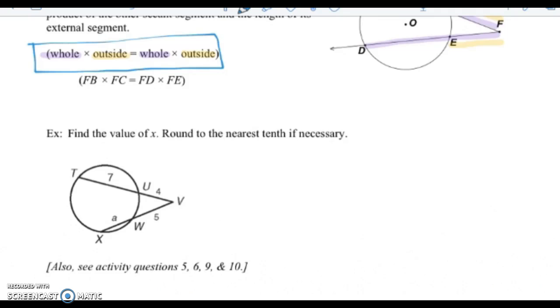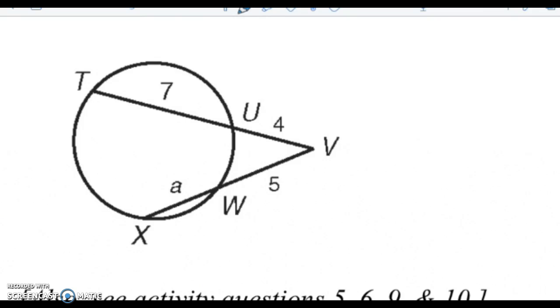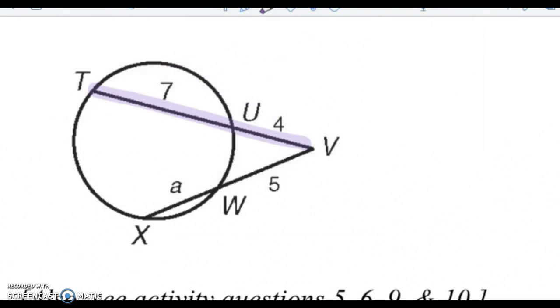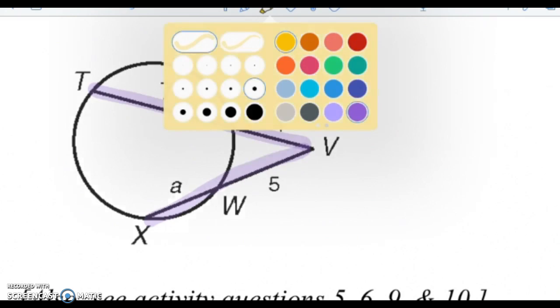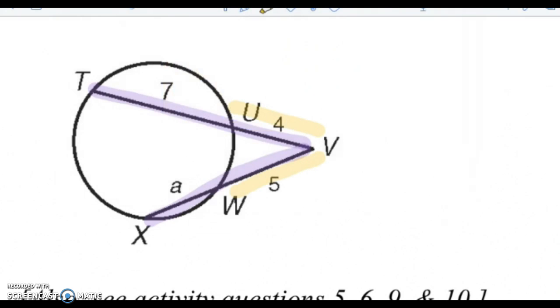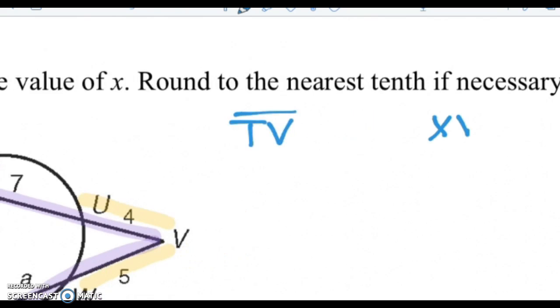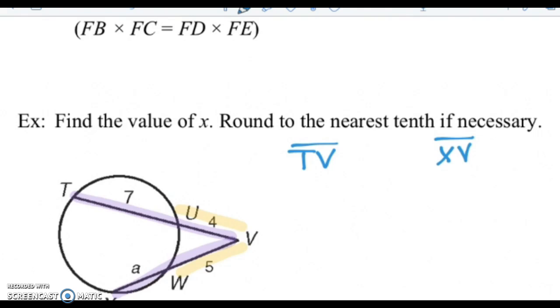So if I look at an example like this, I want to find x rounded to the nearest tenth. I see that these are two secants and they share a common exterior point. So their whole length would be this length and that length. Their outside length would be this part and this part. So I'm going to do TV, and then I'm going to do this same thing for XV. So for TV, the whole length is 7 here plus 4 there. So this is 11 times the outside part, which is 4. And that needs to equal the same as the other side.